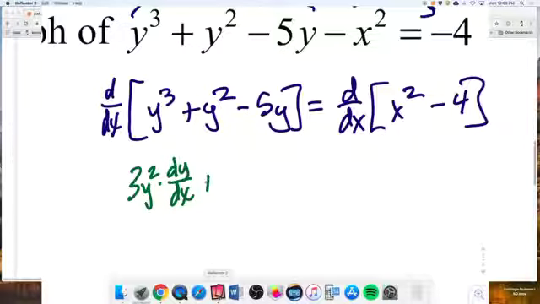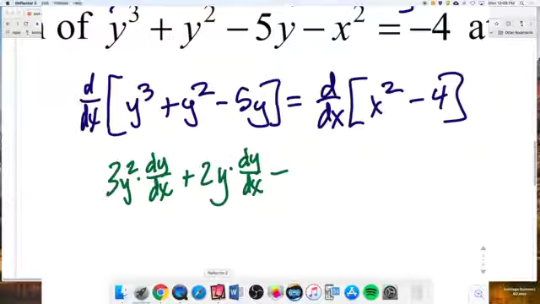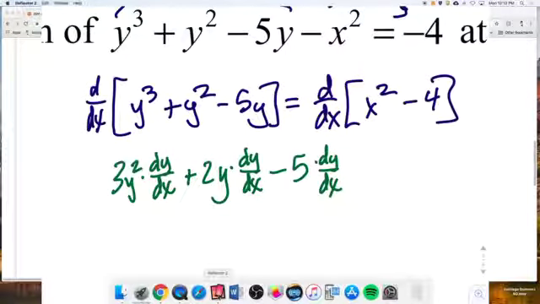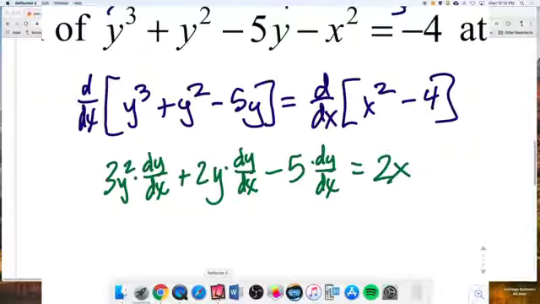What would be the derivative of y squared? 2y times the chain rule, dy dx. Perfect. Minus the derivative of 5y, which is just 5 times the chain rule, dy dx. So you see, we're taking the derivative the same way we normally would. We're just putting a dy dx at the end of everything. And then on the right side, the derivative of x squared is what? 2x times the chain rule, dx dx. But do we need that? No, because it becomes 1. And then what's the derivative of 4? 0.